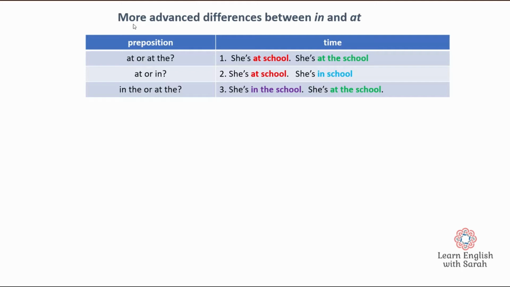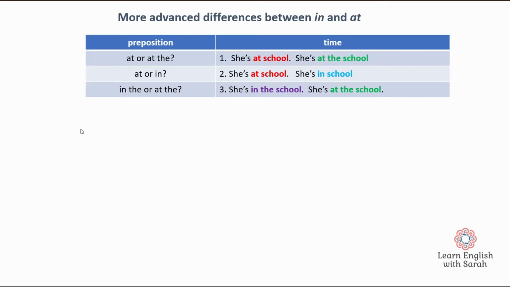Alright, so let's look a little bit more at some advanced differences between in and at, because this can get quite tricky for people. So we're going to look at the differences between at or at the, or in, and in the or at the. So let's go one by one. So number 1, she's at school, she's at the school.